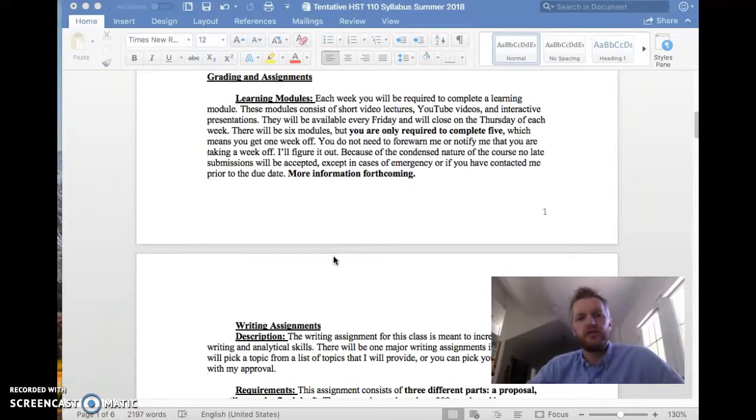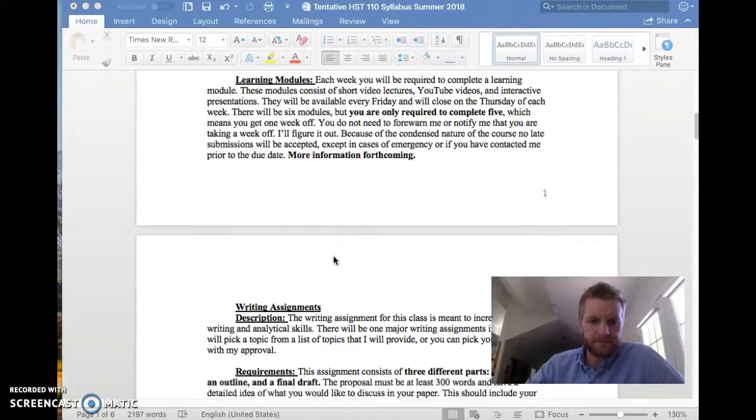Again, everything is due on Thursday. Because of the condensed nature of the course, I can't really allow late work. There are always exceptions, though. So in case of an emergency or illness or whatever, please let me know and we'll work it out. But generally, I do not allow for late submissions.